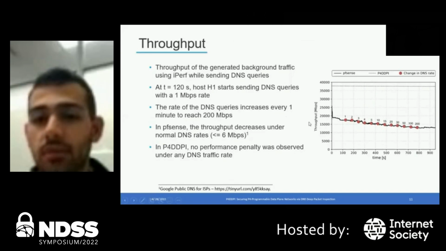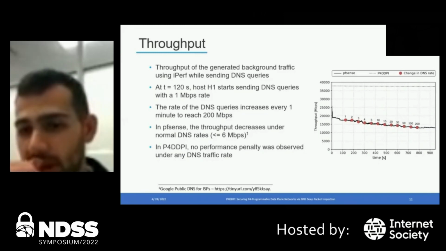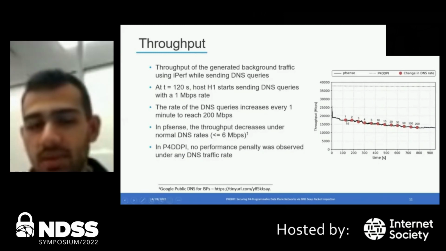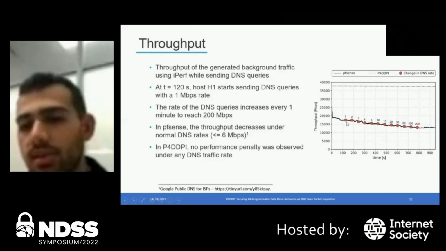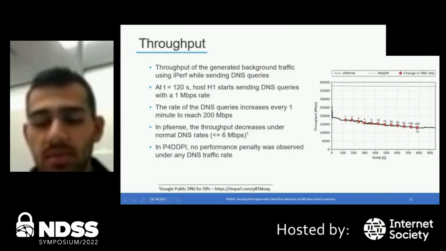So what we did is that from host H1, we started sending normal background traffic using iPerf. And at t equals 120 seconds, we started sending DNS queries. And every 1 minute, we increased the DNS query rate, starting from 1 megabit per second all the way up to 200 megabits per second.